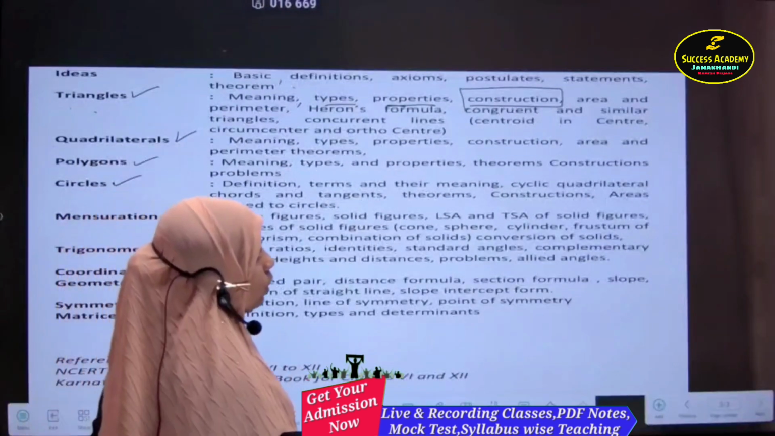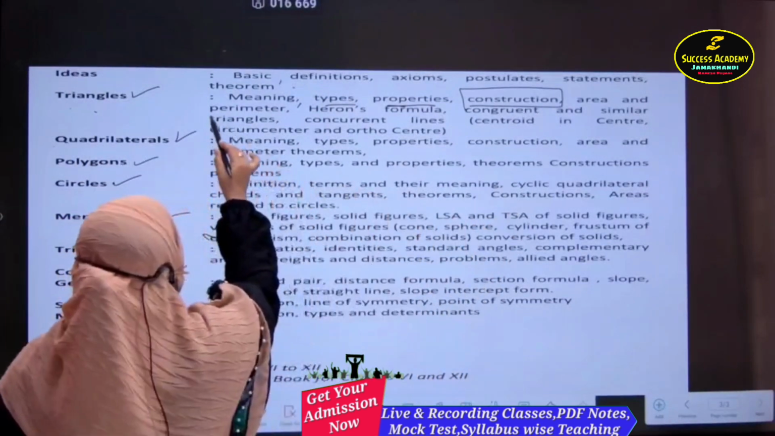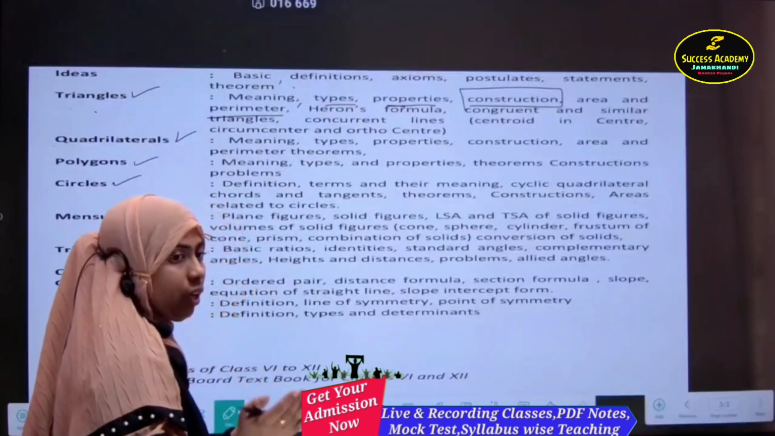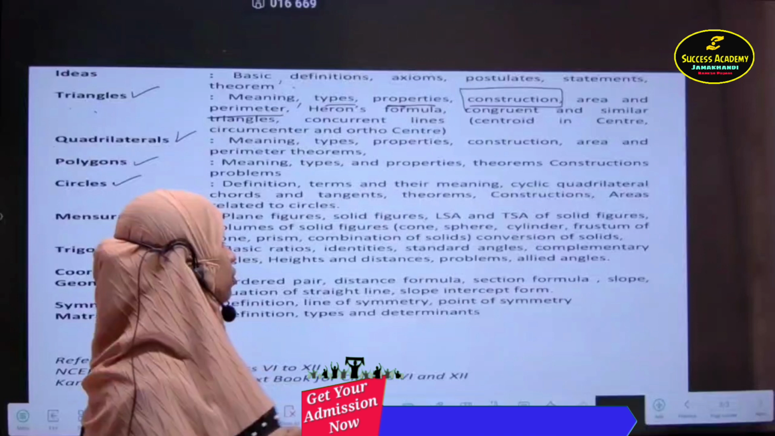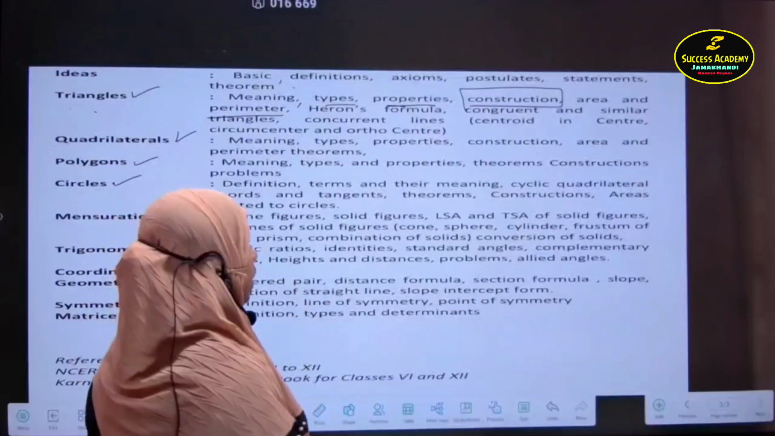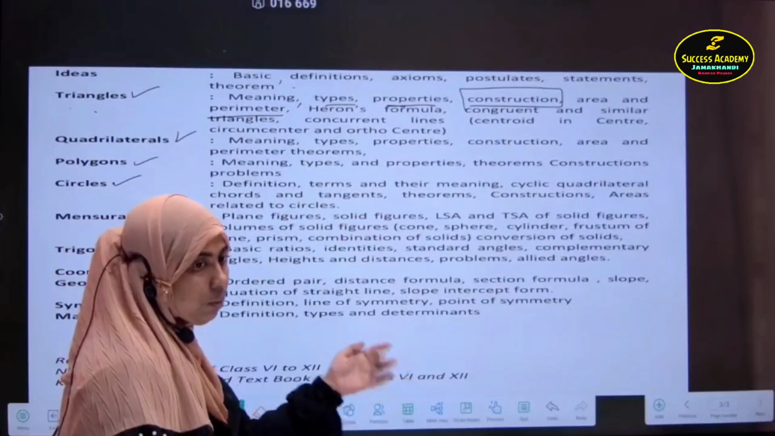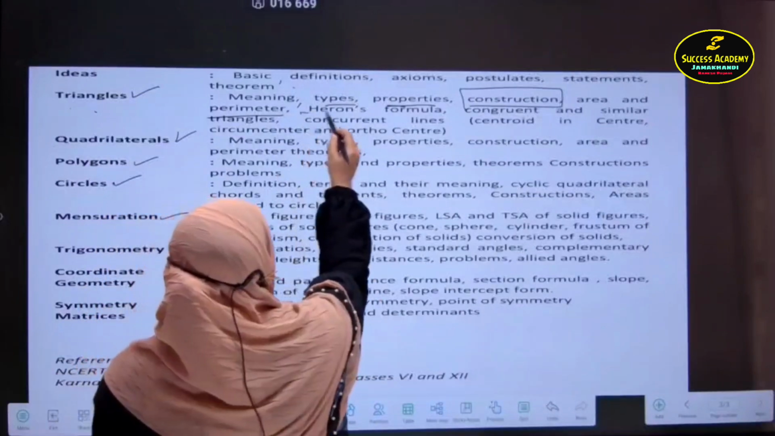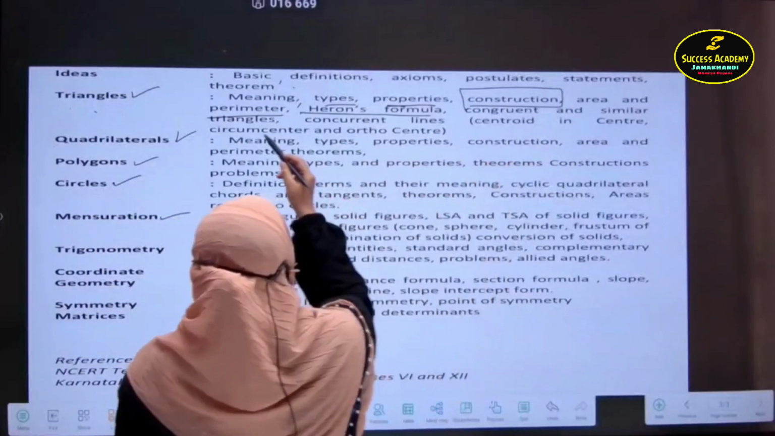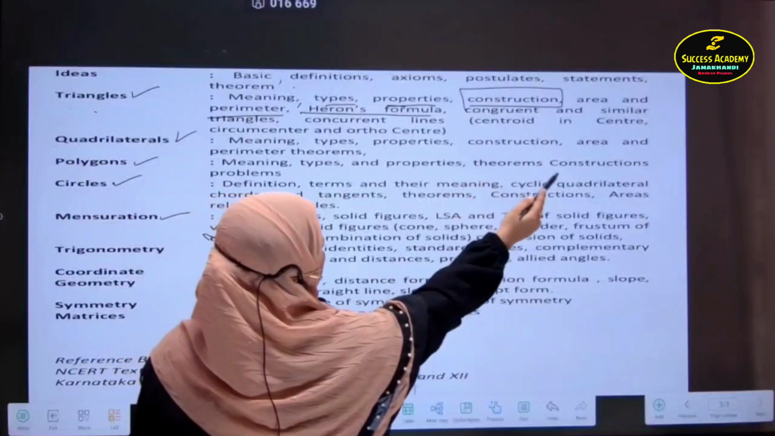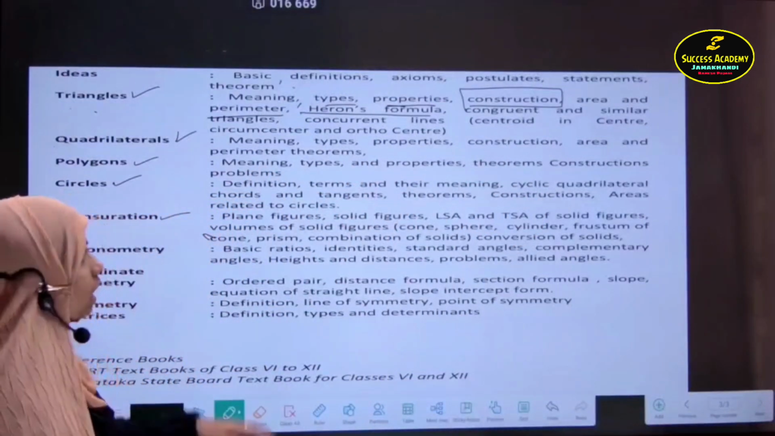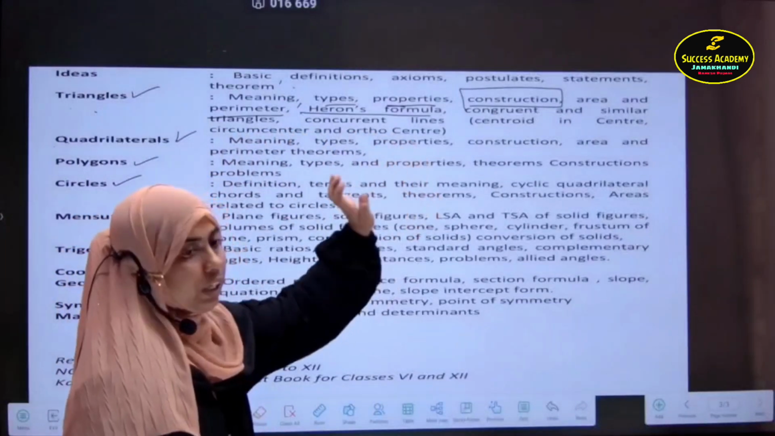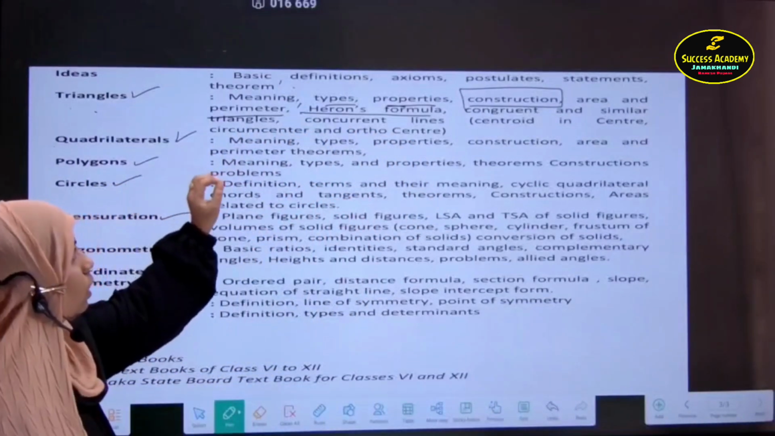Now you can go through the question paper. Area and perimeter. If you comment in the comment box, I will show you in my next video the question paper pattern and how it is distributed among this syllabus. Okay. Heron's formula, congruent and similar triangles, concurrent lines, centroid, incenter, circumcenter and orthocenter. Okay, all these things will lie in a triangle, and it is also an interesting topic.